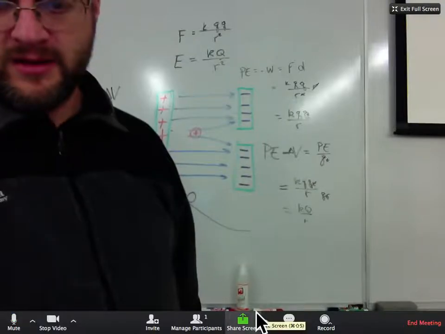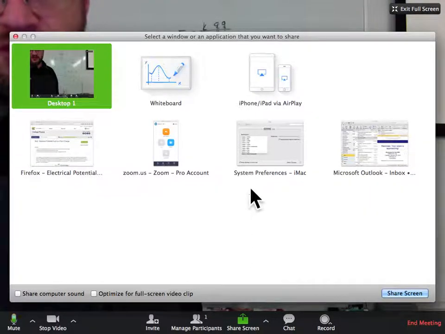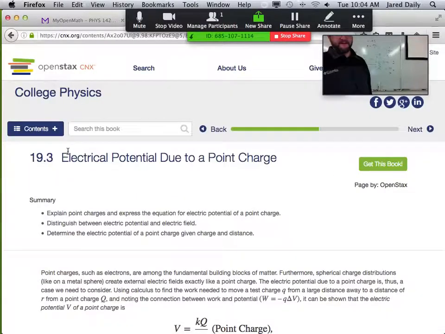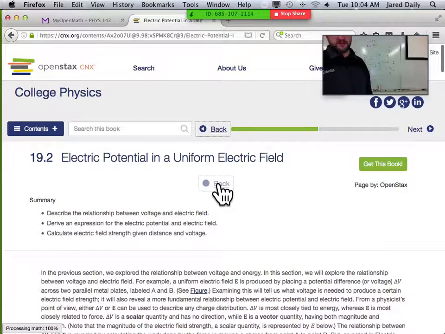So, let's go back to the book really quick. So let's look at some examples of what this is about to try to understand it a little bit better. Work through some of the examples.